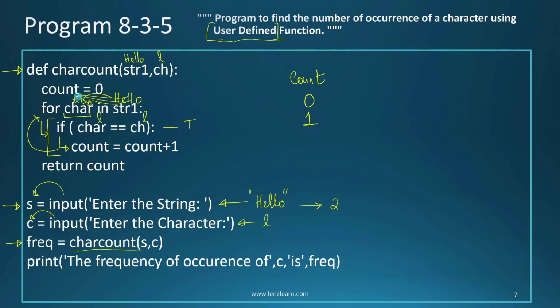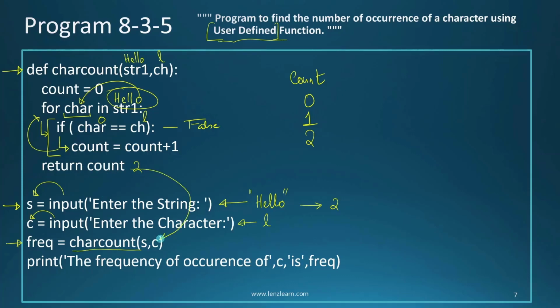Now the next L will be loaded into char. Again I check whether L is equal to L. It is true, so I again increment the value of count, and it becomes 2. Now this count indicates that the character L was found 2 times inside the string. Now the last value, O, will be loaded into char. I check whether O is equal to L. This is false, so count will not be incremented. I come back to for. Now the entire sequence is completed, so the for loop will exit. I will return the count value. Right now the count value is 2, so that will be returned.